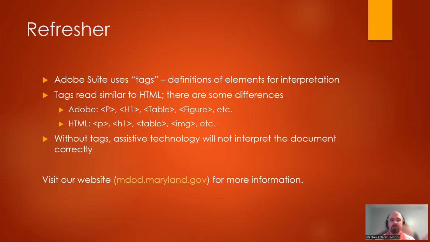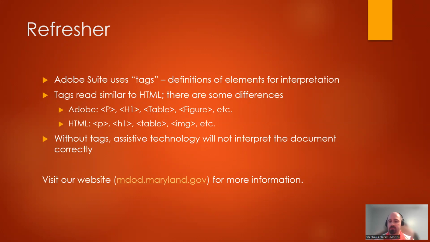So it tells other parts of the computer what this particular thing in the document should be considered or called. Tags read very similar to HTML. There are some differences though. For like paragraph, Adobe and HTML both use P. For a first level heading, Adobe and HTML will both use heading 1. Same for table, but there are some minor differences, like Adobe calls them figures, but HTML they would call them images. But the structure and the look are very similar. So if you know HTML, tags should be very intuitive for you.